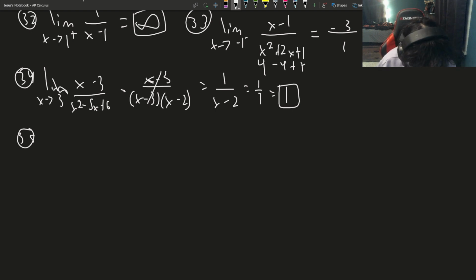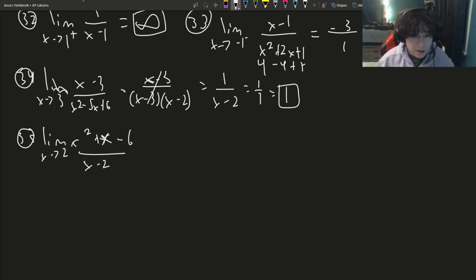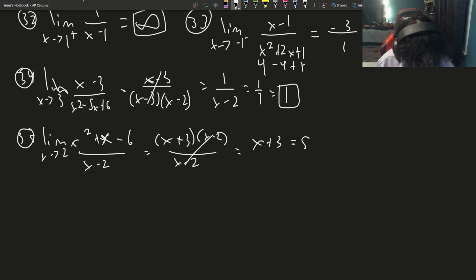35 is the limit as x approaches 2 of x squared plus x minus 6 over x minus 2. You can factor this into x plus 3 and x minus 2, over x minus 2. The x minus 2 cancels out, leaving x plus 3. You plug in 2 and you get 5. Like I said, we're going to be going a little bit faster. We just have 14 more problems.